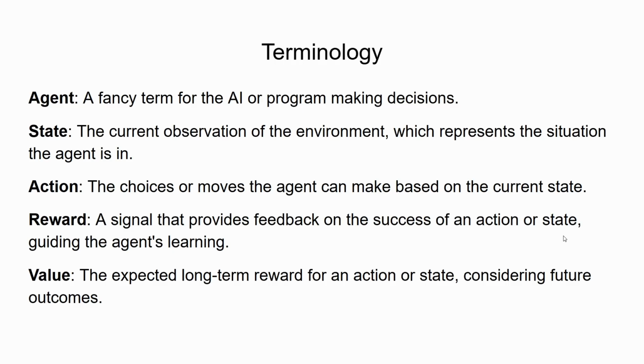Here's a quick recap of how I define these concepts in a way that's understandable to me. An agent, a fancy term for the AI or the program that's making decisions. State, the current observation of the environment, which represents the situation the agent is in. Action, the choices or moves that the agent can make based on the current state. Reward, a signal that provides feedback on the success of an action or state, guiding the agent's learning. Value, the expected long-term reward for an action or state considering future outcomes.